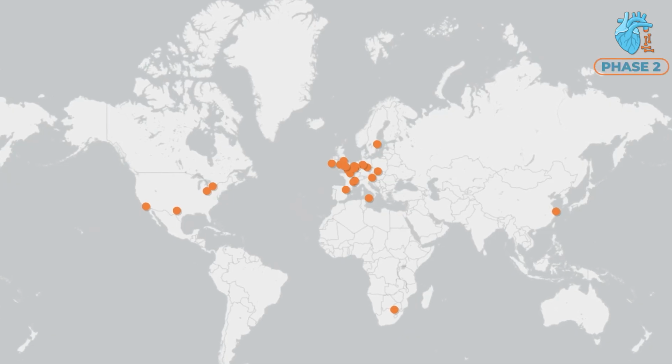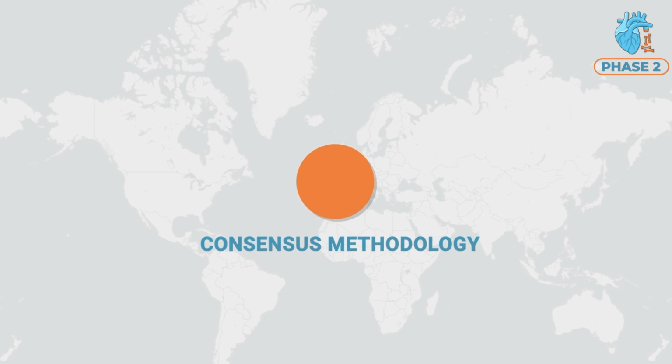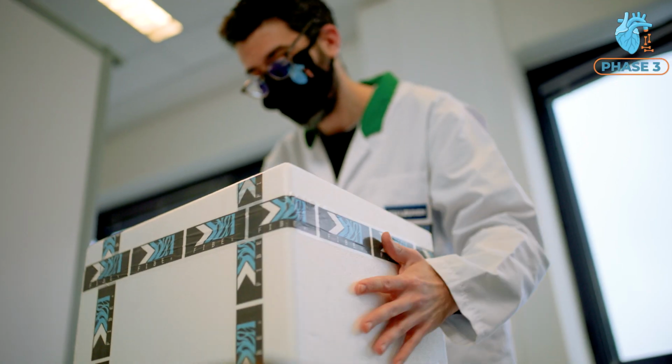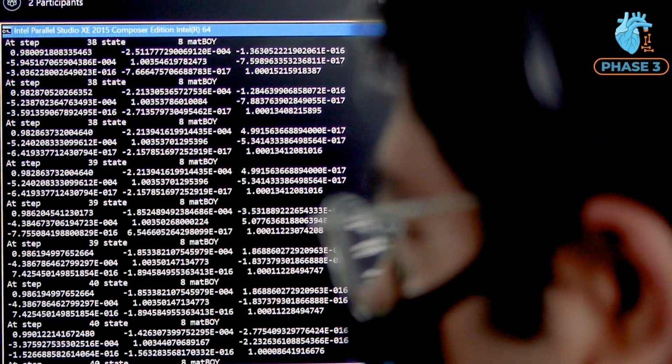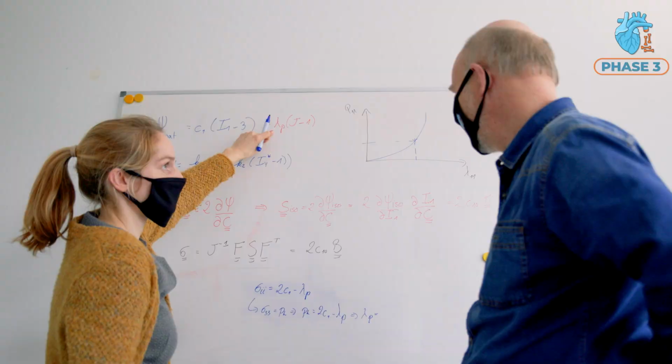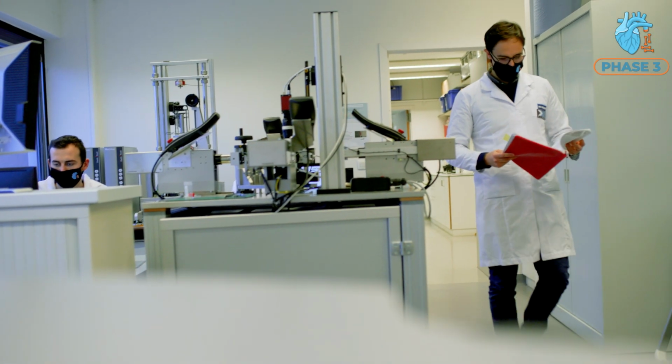In the second phase, we will collect these results and determine a consensus methodology. Afterwards, the participants will be sent another sample set and asked to repeat the measurements using the consensus methodology. This is phase 3. Bringing together these results will allow us to determine whether the use of the consensus methodology has led to a reduction in the methodological variability.